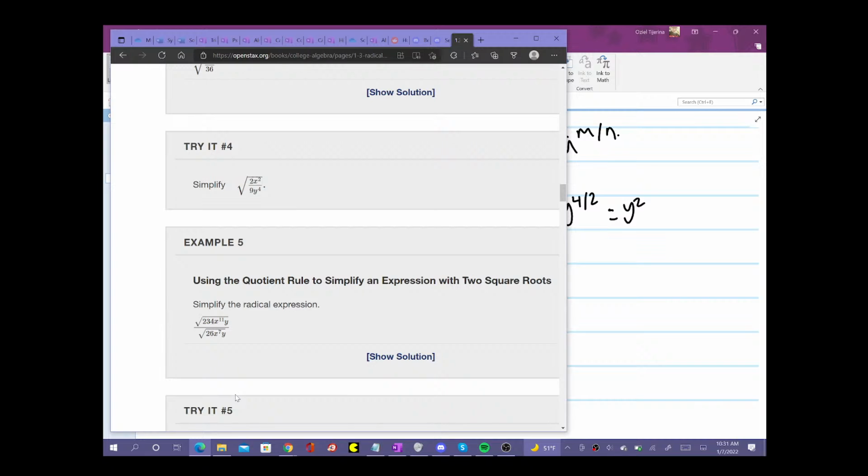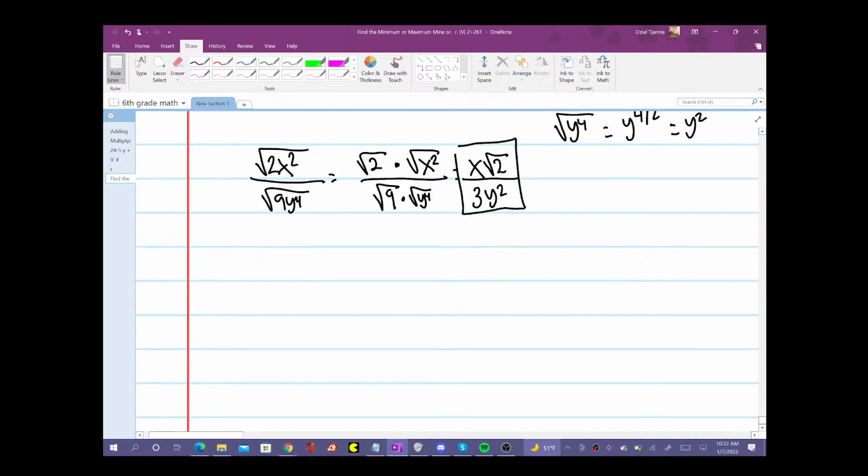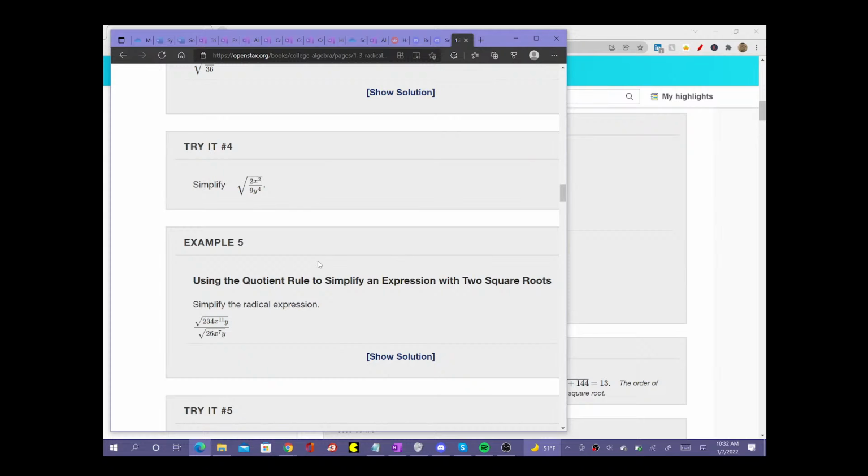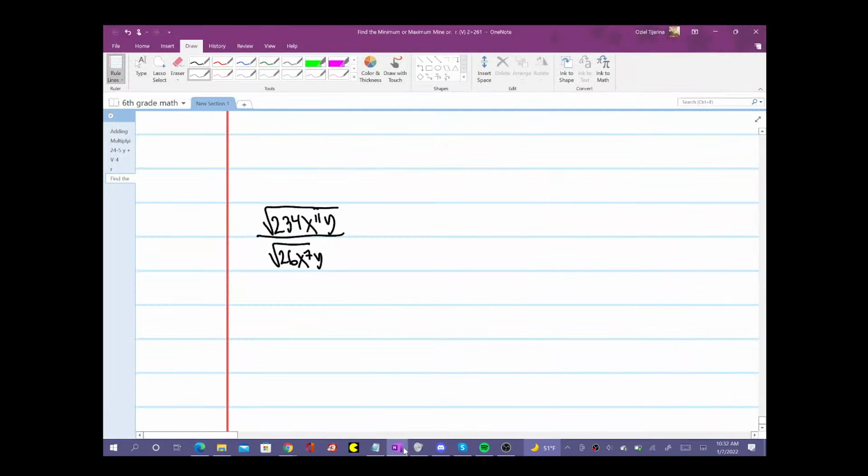Example 5, so simplify the radical expression. This is a big number: the square root of 234 x to the 11th y divided by the square root of 26 x to the 7th y. Basically, we can do two things. We can either take the square root of 234, or we can try to simplify. We can make it like this.